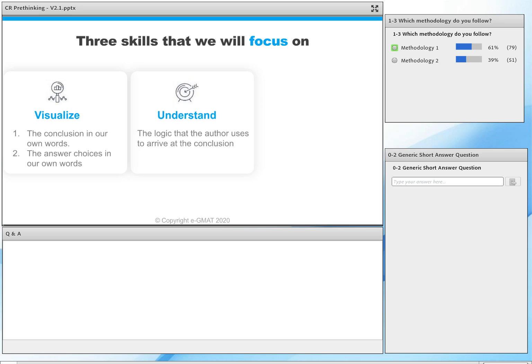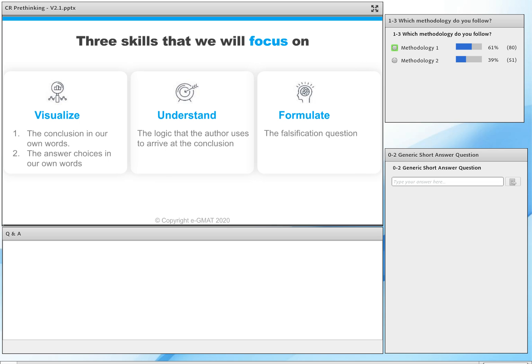CR arguments are very, very logical, so you don't want to rush through reading that argument. You want to understand that logic. And once you understand that logic, you'd find that, hey, the author is a very logical person. The conclusion seems to make sense. So precisely pointing to that logic, that precision, is really important.